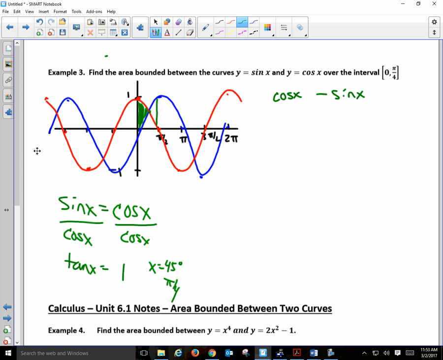Nice job. So I'm going to integrate from 0 to pi over 4 of cosine of x, which is the top function, minus sine of x, which is the bottom function, dx. What is the antiderivative of cosine? Sine. Antiderivative of negative sine is positive cosine.